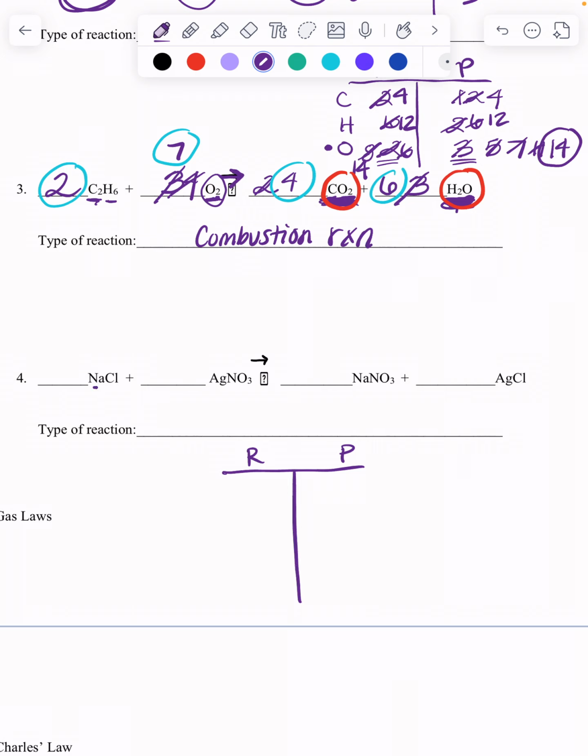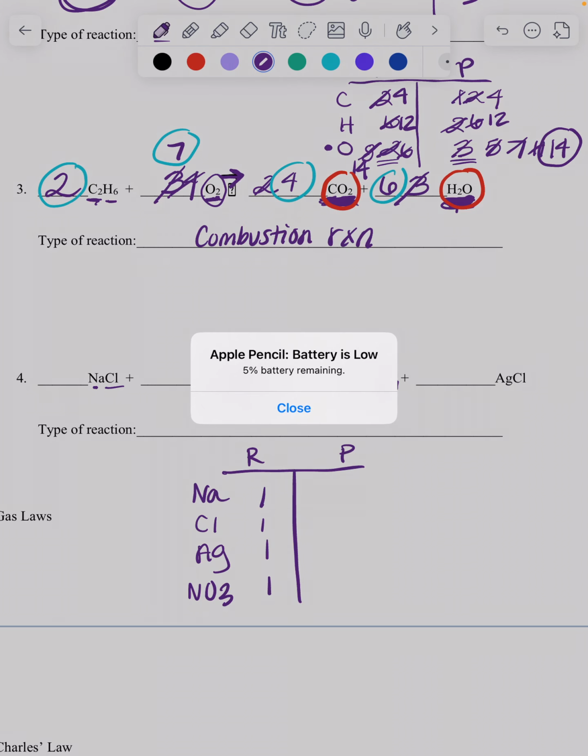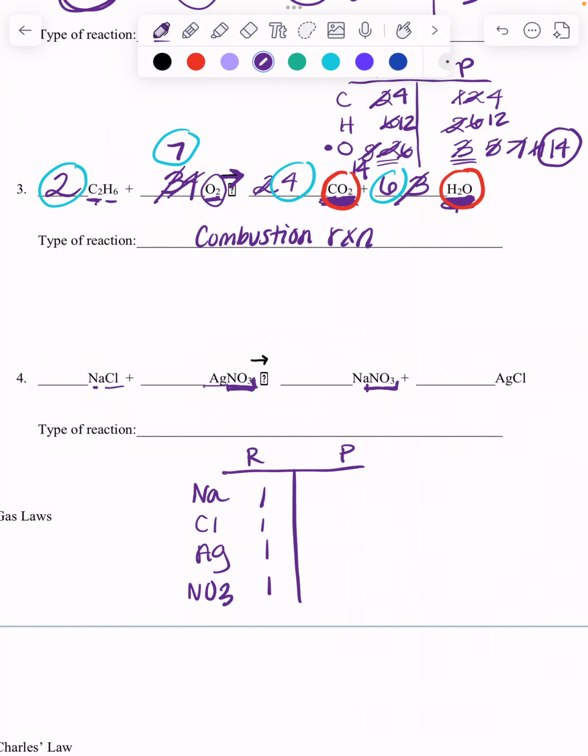I have 1 sodium, 1 chlorine, 1 silver, and I'm going to keep my NO3, my nitrate, together because I see that NO3 stays together on the other side. So instead of breaking it down into 3 oxygens and 1 nitrogen, I'm just going to put NO3. I have 1. On the other side of things, look, I got 1 sodium, 1 NO3, 1 silver, and oh my God, 1 chloride.